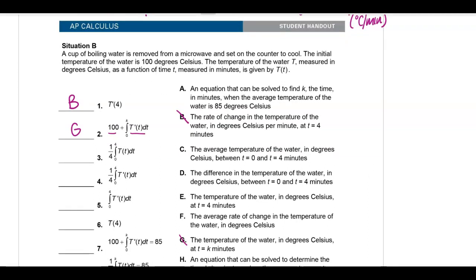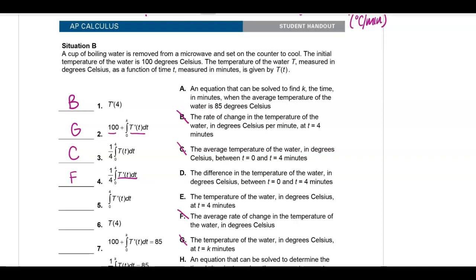Number 3 looks like an average, 1/4. Limits are 0 to 4. The interval is 0 to 4. Looks like it's going to be the average temperature from 0 to 4 minutes. Good, that's C. Number 4, that's going to be the average rate of change, right? Because T prime of T is the rate of change of the temperature, otherwise it looks the same as number 3. It's going to be F.